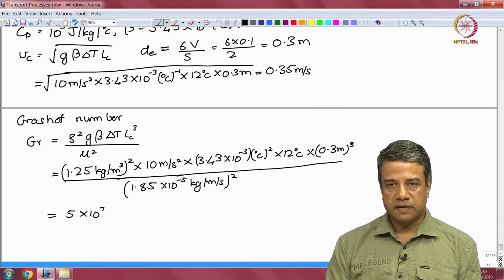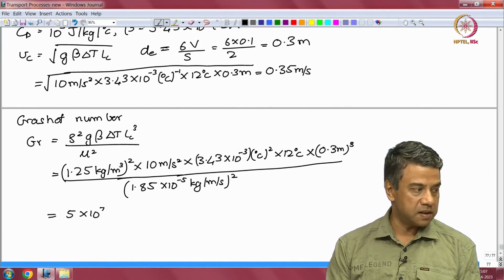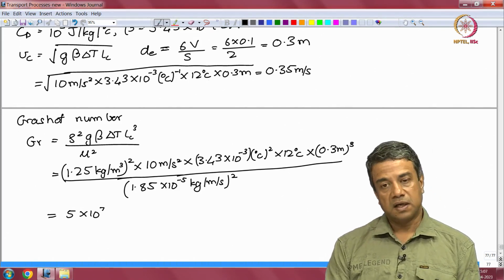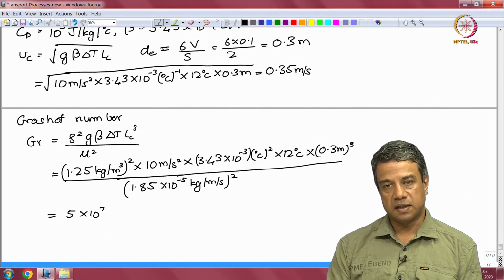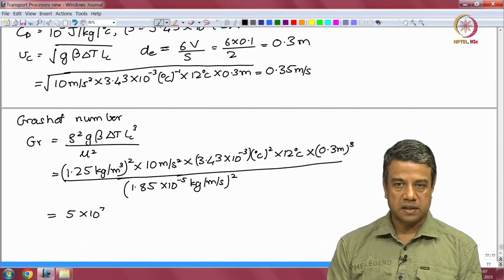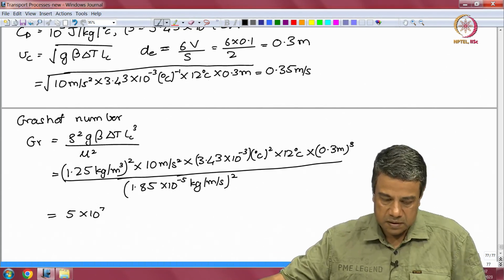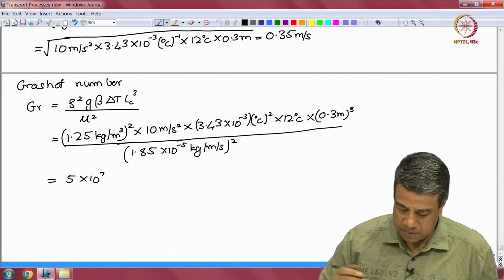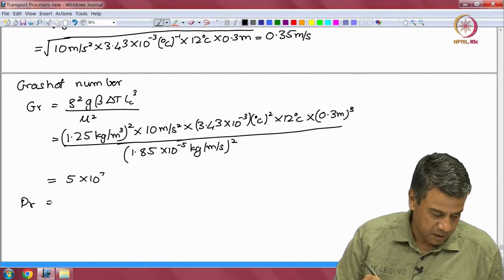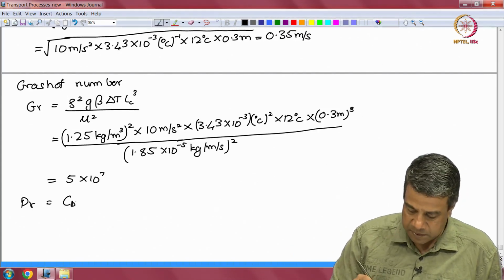So, as you can see, even in this typical situation, the Grashof number is very large, and that justifies our using the inertial force density in order to calculate the characteristic velocity. So, this is the Grashof number, and the Prandtl number will be equal to Cp mu by k.